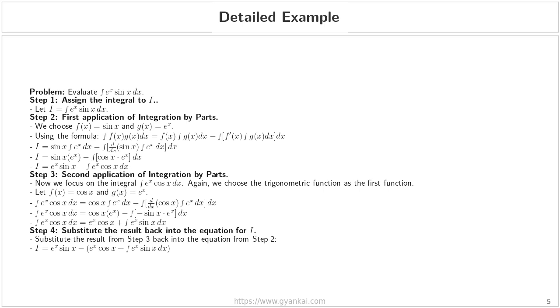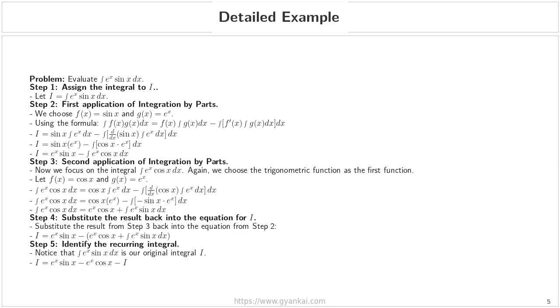Step 4. Substitute the result back into the equation for I. Now, we substitute this result back into our equation from step 2. Remember, we had I equals e to the power of x times sine x, minus the integral of e to the power of x times cosine x. We've now found that the integral of e to the power of x times cosine x is equal to e to the power of x times cosine x, plus the integral of e to the power of x times sine x. Substituting, we get I equals e to the power of x times sine x, minus the quantity e to the power of x times cosine x, plus the integral of e to the power of x times sine x.